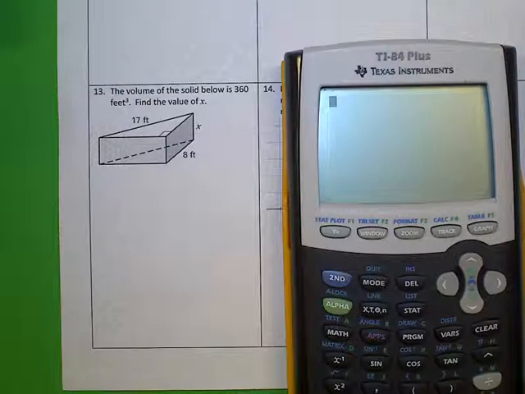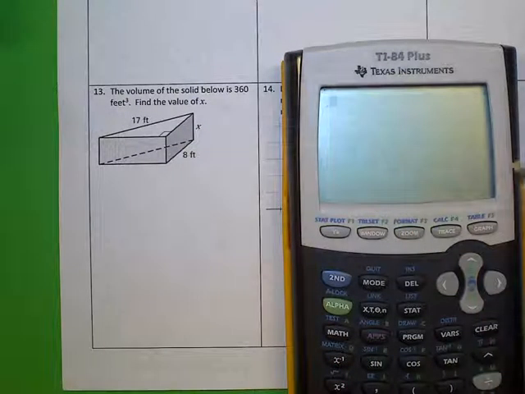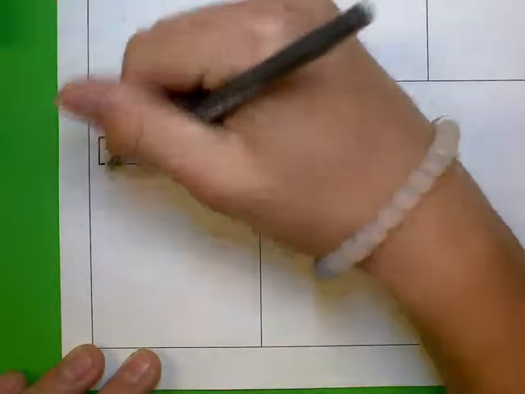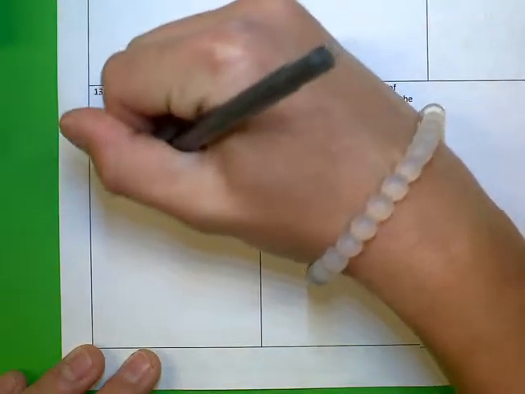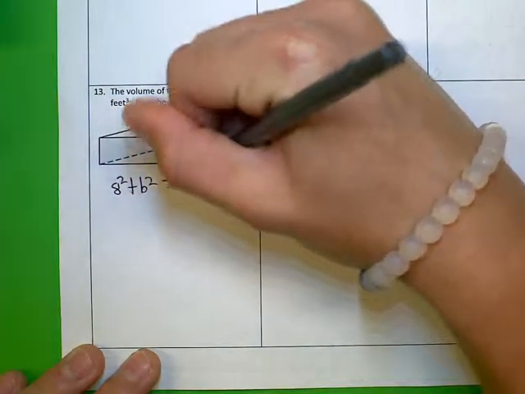Okay, so we start off by knowing the formula in order to find volume, and that's base, capital B, times height. So we have to find our base first. So we're going to use the Pythagorean theorem in order to find this. So we know that our C is going to be 17, right there, and then our A is going to be 8. So we have to find the other leg, which is B. So we can write out A squared plus, or 8 squared plus B squared equals 17 squared.